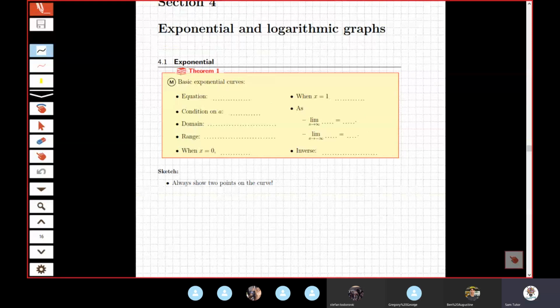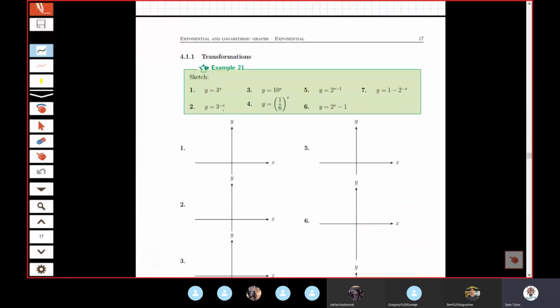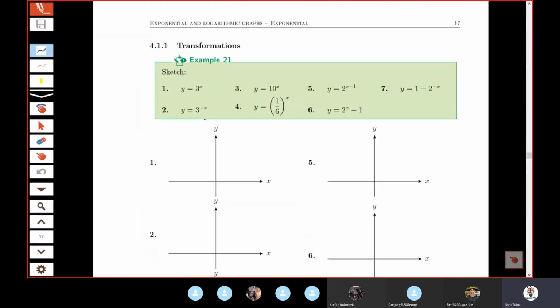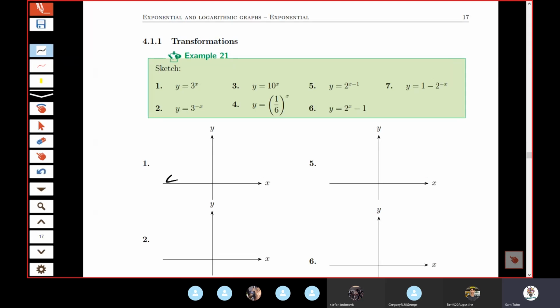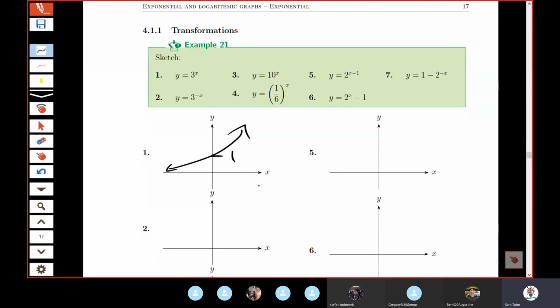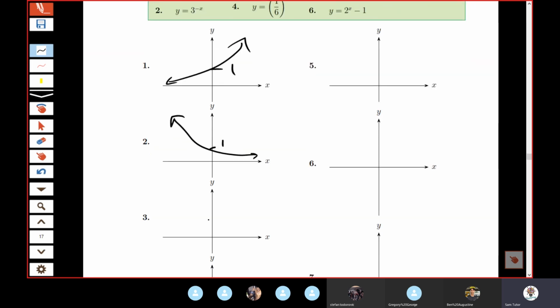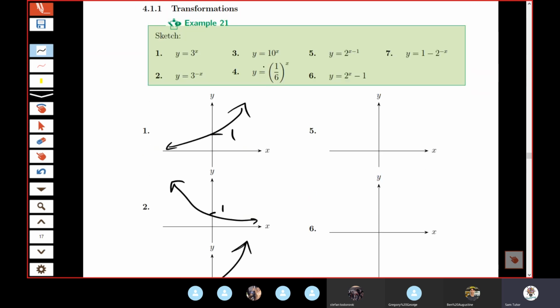All right, exponentials. You don't need to know any of that. Number 1, 3 to the x, just the basic exponential. Number 2, 3 to the negative x. Your x is changing, so you're just rotating about the y-axis. Number 3, 10 to the x. Well, it gets faster, but essentially you can't really draw that. But there it is. There's 1 still.